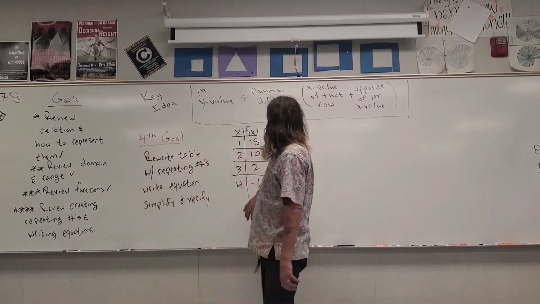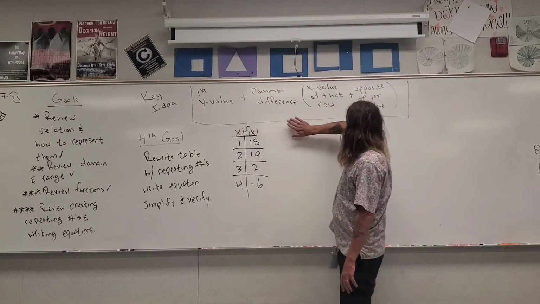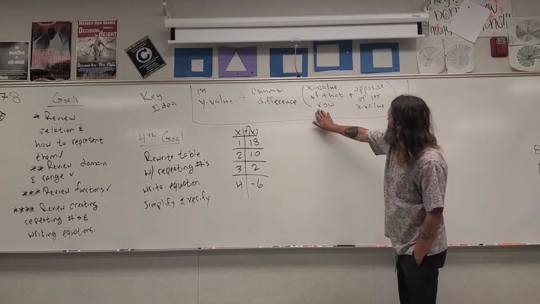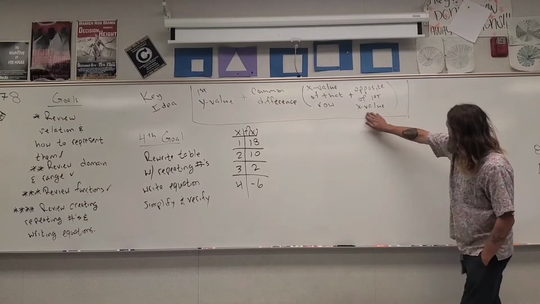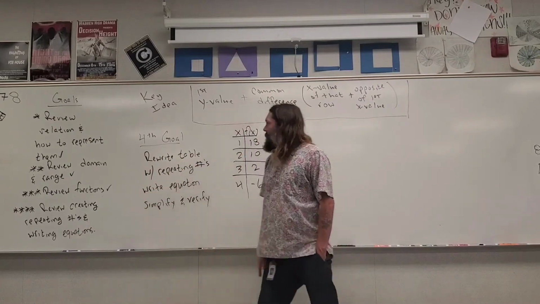So the key idea here is I need to use this formula. That's the first y value plus a common difference times parentheses x value of that row plus the opposite of the first x value. If we follow this, we should be able to do a majority of this 4th goal.